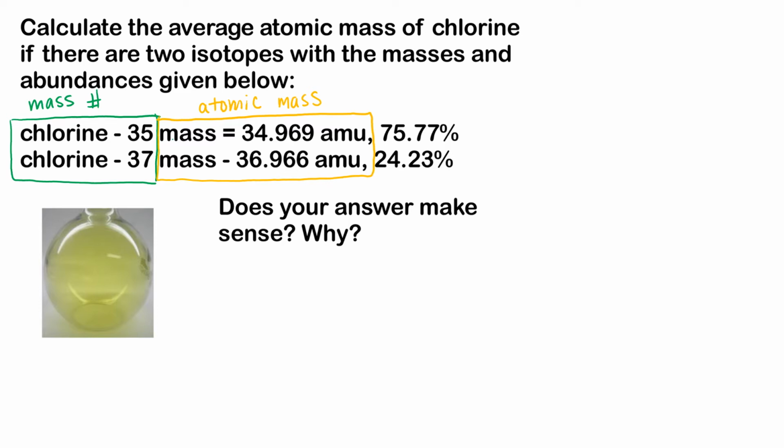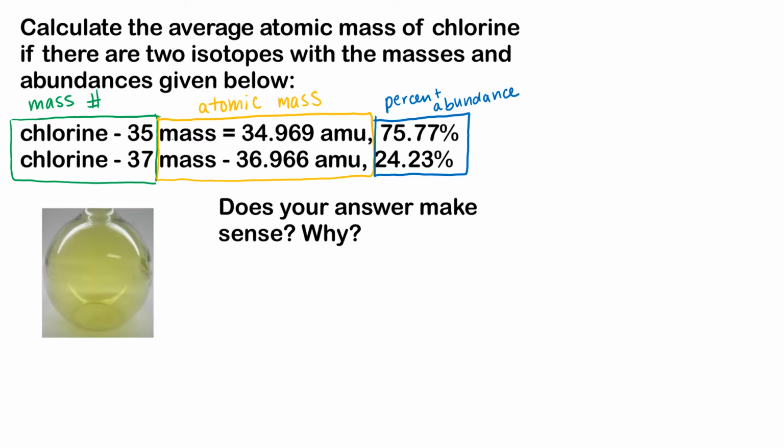And then the last piece of information we're given is that chlorine-35 has a percent abundance of 75.77%, and chlorine-37 has a percent abundance of 24.23%. So now that we've identified the key pieces of information, we're going to go ahead and solve for the average atomic mass of chlorine based on these two isotopes.